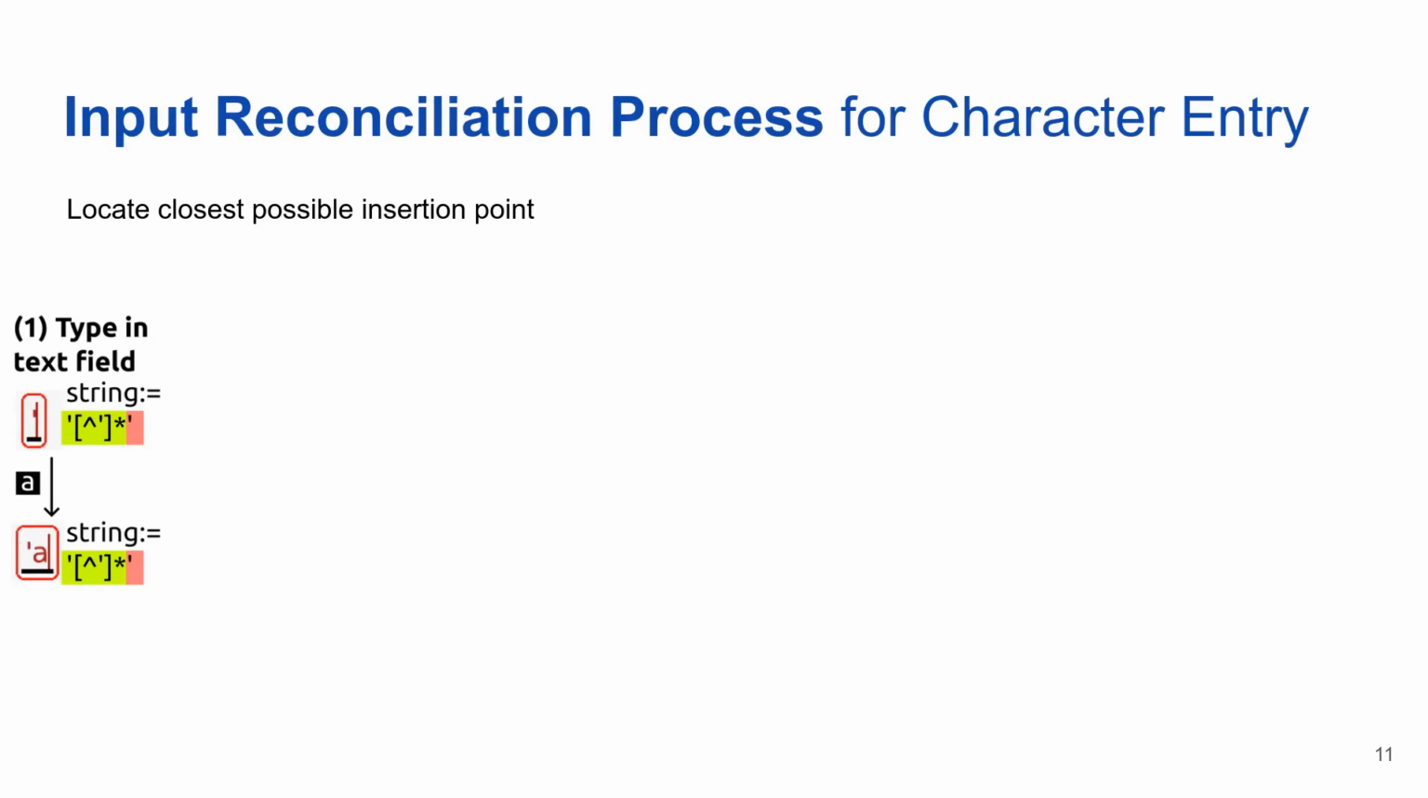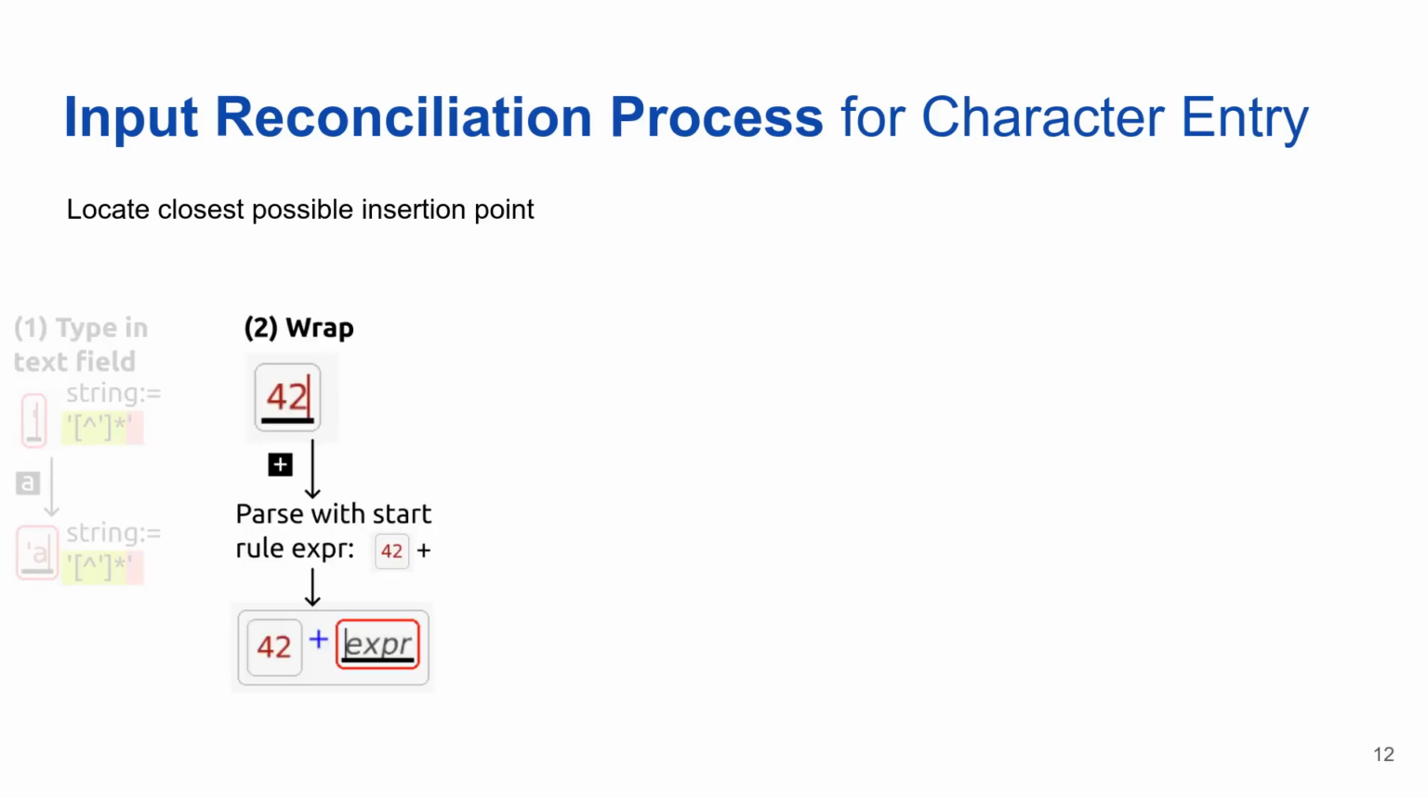Here we are looking at the specific process for character entry. The idea is to always locate the closest possible insertion point for a given change. So in the simplest case, if we are in a string and we're getting the input a, we can simply insert it here in the string because it still satisfies the regular expression for that text field. Next, if that is not possible, for example, if we are in a 42 and receive a plus sign as the input, we have to reparse it. So we take the 42 and the plus and we ask the grammar what could take the 42's place here, and find that indeed a binary addition can work here.